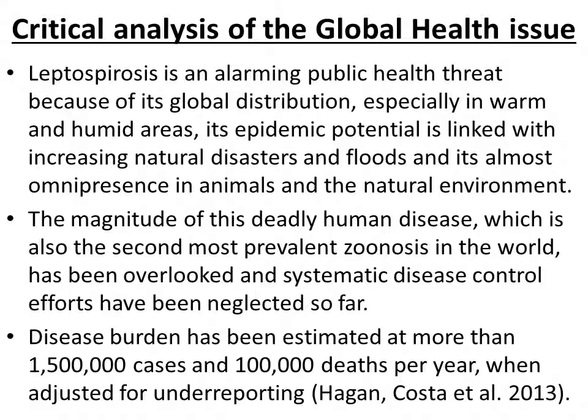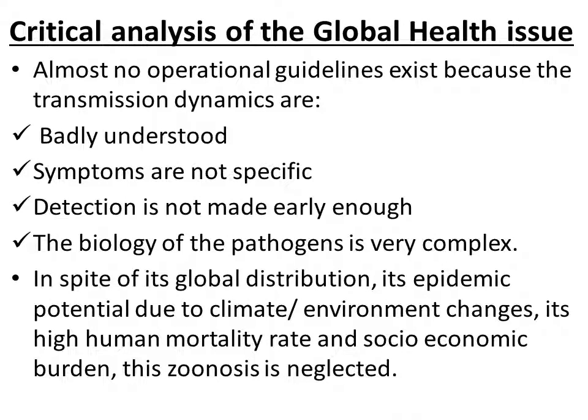The disease burden has been estimated at more than 1.5 million cases and 100 deaths per year when adjusted for underreporting. Why do you think that this condition has been neglected so far? Because it is badly understood, symptoms are not specific, detection is not made early enough, and the biology of the pathogens is very complex. In spite of its global distribution, its endemic potential due to climatic and environmental change, its human mortality rate, and socioeconomic burden, the zoonosis is also neglected.